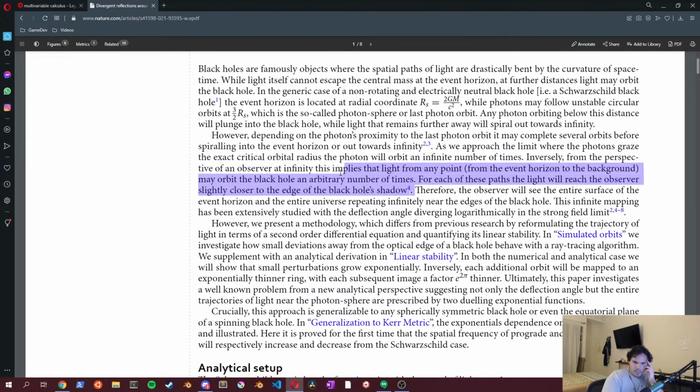So let's just say I buy this, that when you're really far away for some reason, it seems like light from any point can go around the black hole an infinite number of times. For each of these paths, the light will reach the observer slightly closer to the edge of the black hole's shadow.